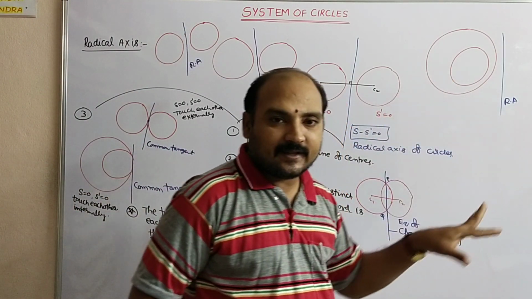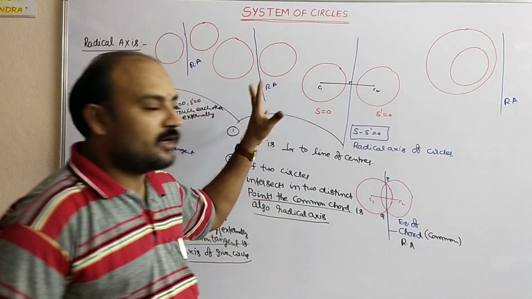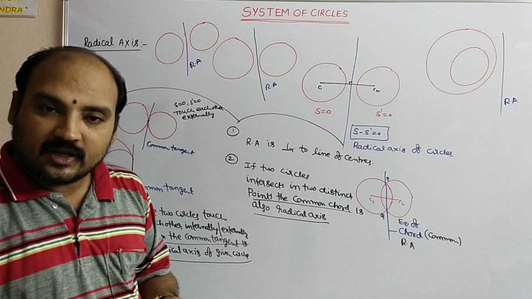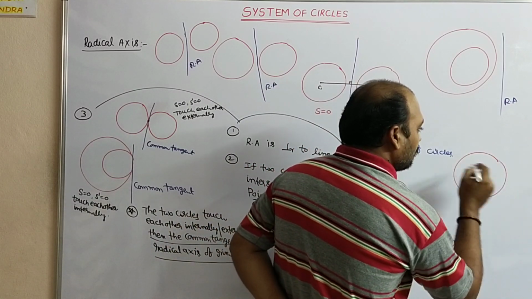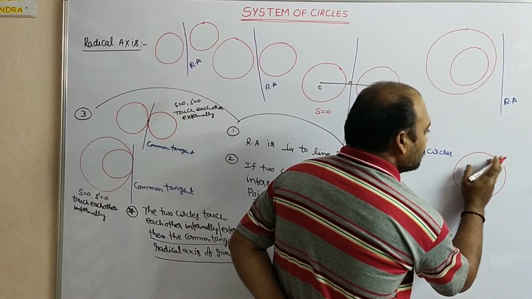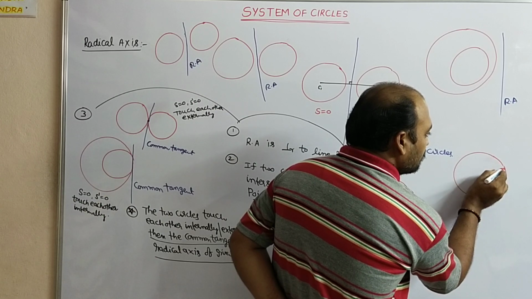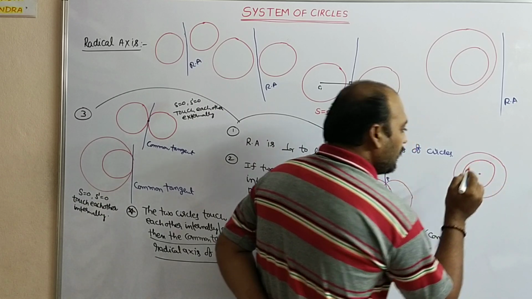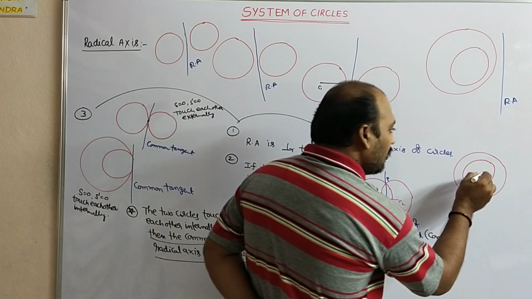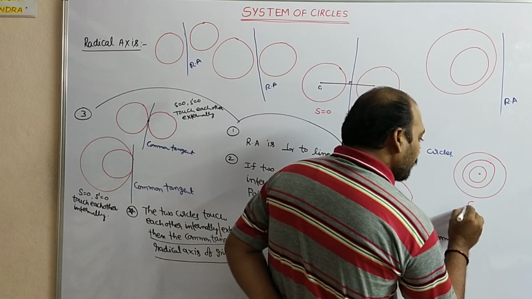Suppose these circles are there, in different forms or different positions we are discussing. If the circles are concentric, what is the meaning of concentric circles? The circles whose center is the same but with different radii are called concentric circles.